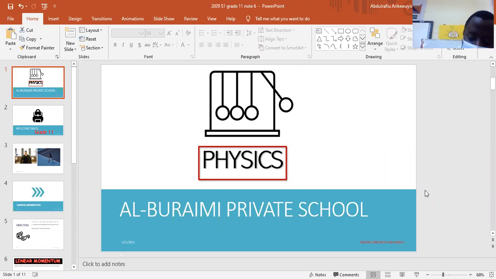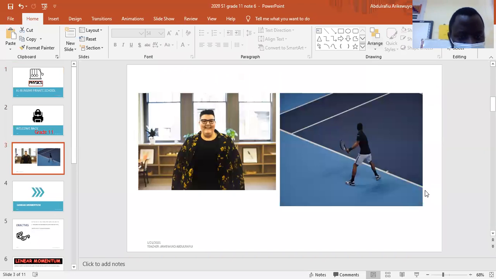Now, let me show you two pictures. Look at these two men. Let's call this one A, and in the second picture, we are going to call that picture B. Beautiful. Now, if you ask these two men to run from one place to the other, who do you think is going to get there first?